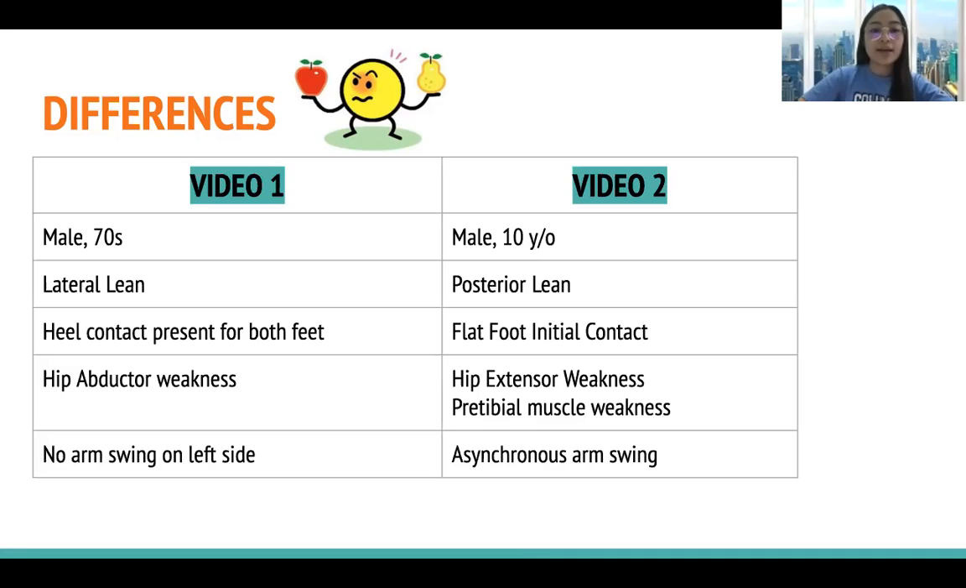For video 1, a lateral lean may imply weak hip abductors due to the inability to keep the pelvis level during single limb stance. For video 2, a posterior trunk lean may imply weak hip extensors because a posterior lean moves the line of gravity of the trunk behind the hip, reducing the demand on hip extensors. Meanwhile, pretibial muscle weakness may explain the flat foot initial contact because the pretibial muscles eccentrically control the external plantar flexion moment that occurs during loading response.